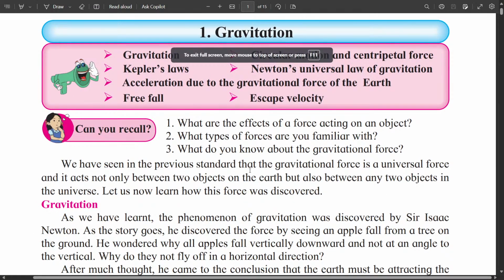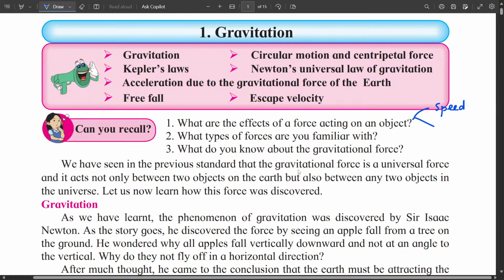Gravitation. What are the effects of a force acting on an object? When a force acts on an object, it can change the speed of the object. It can also change the direction of motion of the object. And in addition to this, a force can change the shape and size of the object. So these are the three effects a force can bring about in an object.